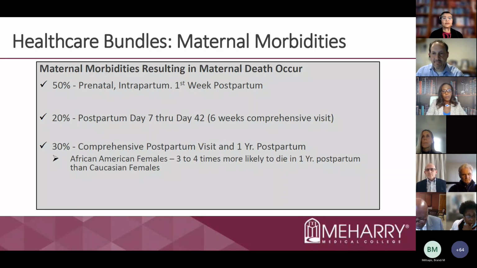Again, obesity, hypertension, cardiovascular, whatever. The other 30% occurred following the 6-week checkup or the comprehensive visit, up through the first year. And these are primarily pregnancy-associated: drug abuse, mental health, suicide, homicide, and that type of thing. However, most studies go from the first week postpartum through the first year. And if you do it that way, you have 50-50. But again, the pregnancy-associated problems dominate after the 6-week checkup time.